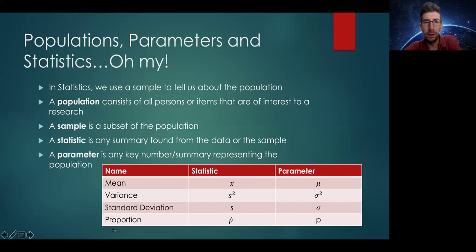And finally, our sample proportion is a lowercase p with this little caret or hat on top of it. We'll call this p hat. And then our population proportion is just a lowercase p by itself with no hat on it.